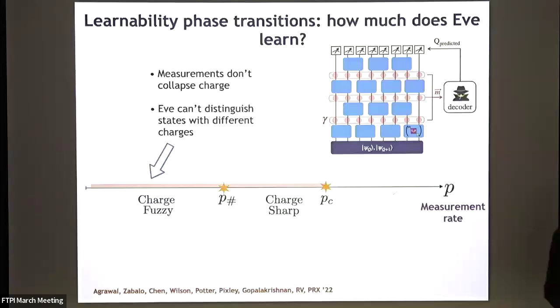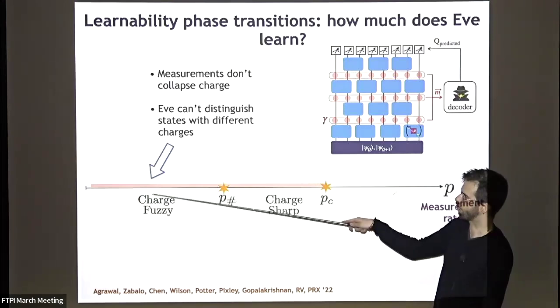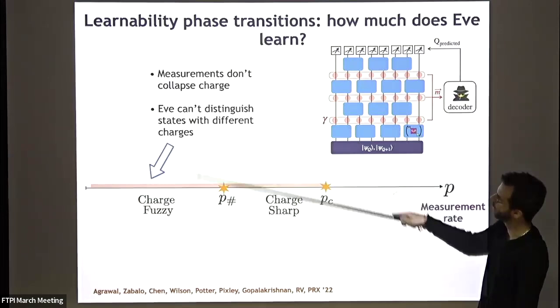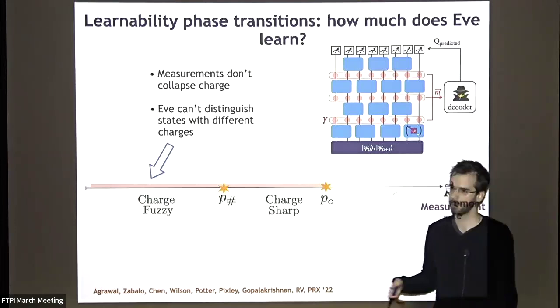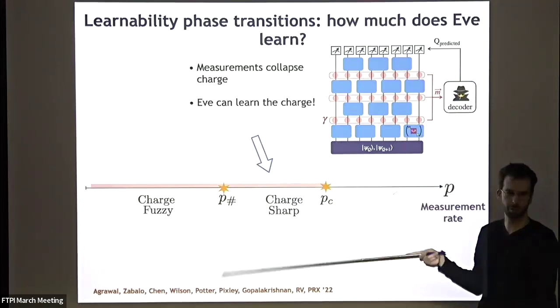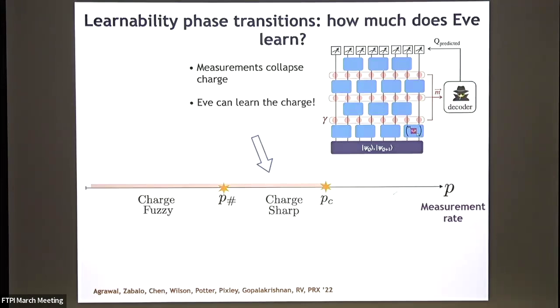If you don't measure much, there's a phase that we call charge fuzzy, where if you started with a quantum superposition of different charge sectors, the measurements will not be able to fully collapse the wave function onto a given charge sector. And Eve here will not be able to really distinguish states, at least accurately. But I claim there's a threshold, P sharp, where the measurements will actually collapse the charge, and in the thermodynamic limit there's an actual phase transition. Here Eve will be able to tell which state it is with accuracy 100%. So it is a sharp statement.